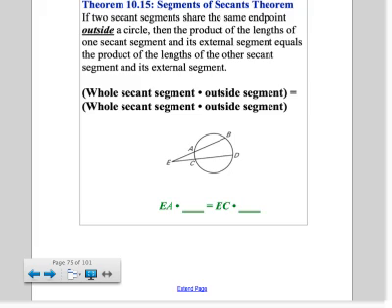So the whole times outside is equal to whole times outside. So in other words, EA times EB is equal to EC times ED. All right, so outside times the whole thing, outside times the whole thing, outside times the whole thing.